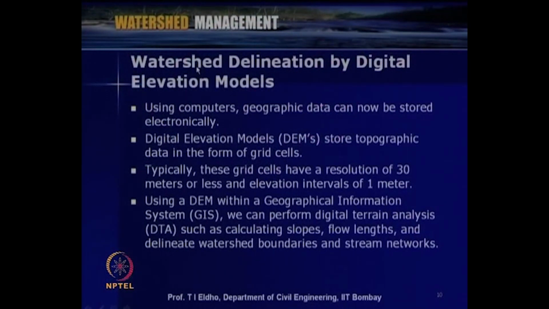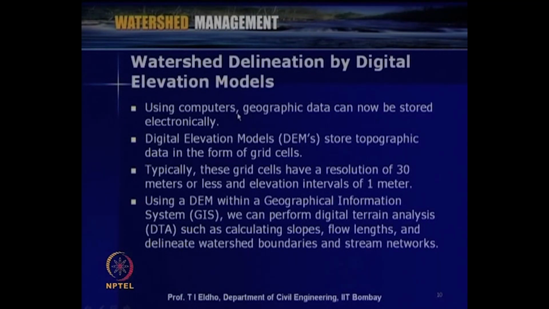Now let us look into the procedure for GIS, or Geographic Information System, based watershed delineation. So, watershed delineation by digital elevation models. As I mentioned, we will be generating a digital elevation model based on the given topo sheet. The digital elevation model means at any location that model gives the elevation. We are obtaining that through the contour intervals by digitizing them and then feeding the details to a geographic information system software.